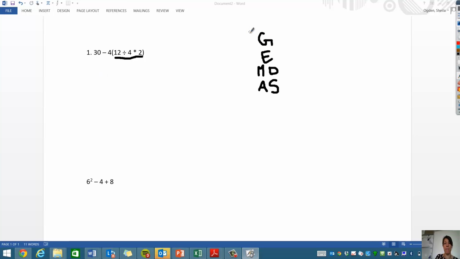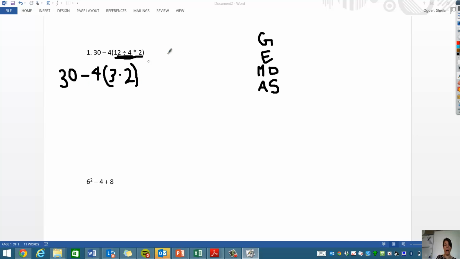And then if I keep going down my grouping symbol, my PEMDAS, I see multiply and divide. So the first thing I see is this 12 divided by 4. So that's what I'm going to do first. I'm going to copy down everything else exactly as it is written. I have 30 minus 4, open parentheses, 12 divided by 4 is 3 times 2.